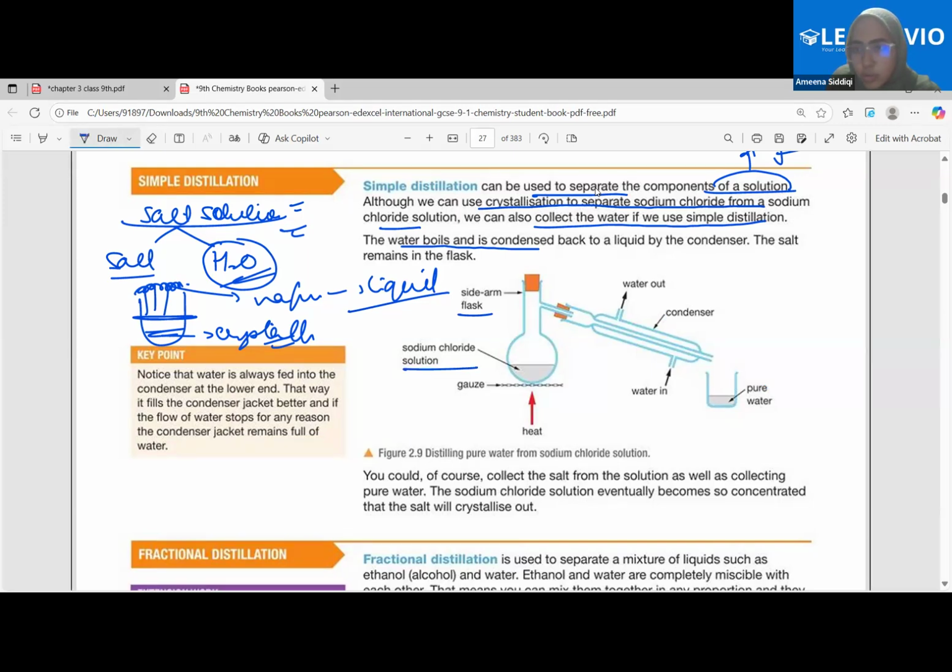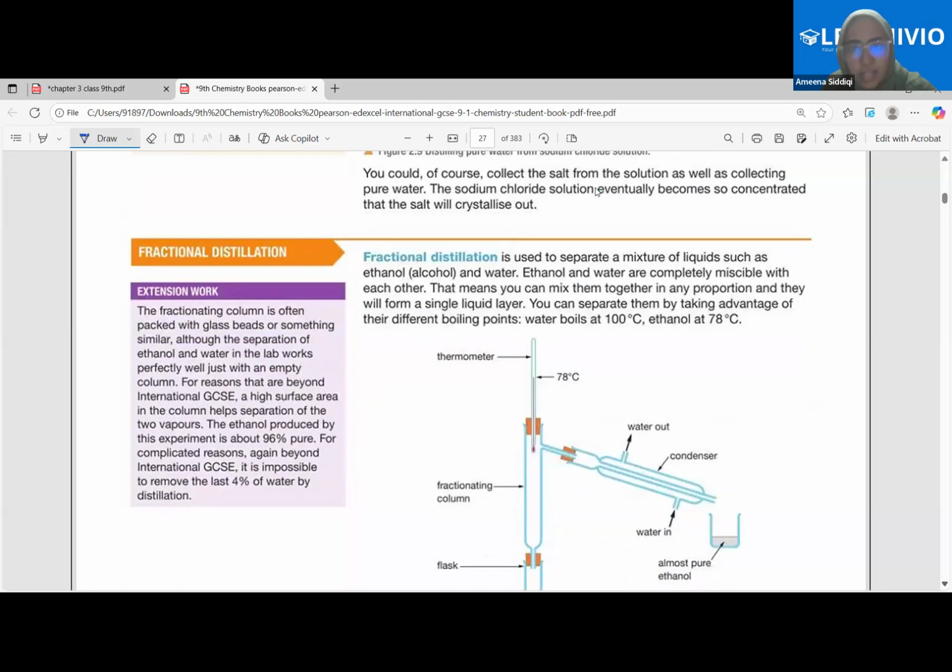This is the sodium salt solution. What does that mean? It will have the salt in the water. We started heating it. The water will evaporate. The salt will crystallize. Water is then condensed, and here we get the pure water. Simple. Any problem here? No, miss.